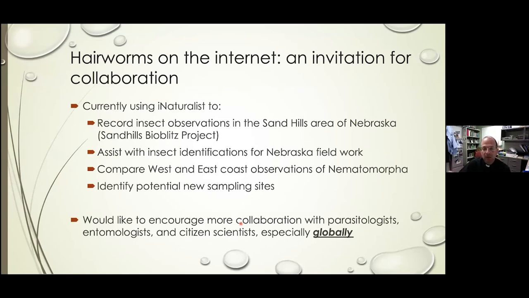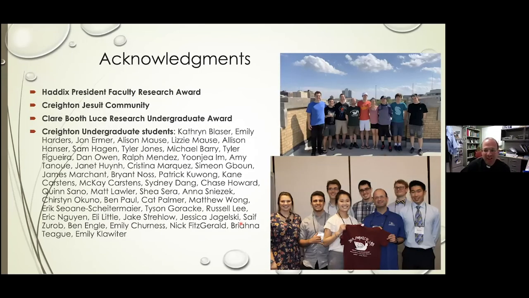We can collaborate with other parasitologists, but also entomologists. A lot of people who study insects will collect the insects and all of a sudden this worm comes out of it. They're not studying the worm, but they can contribute. Citizen scientists of any age can do this. Everyone now has iPhones. Little kids can do this. And it would be nice to have a global collaboration, kind of leveraging the power of the internet for something that's actually useful and edifying.